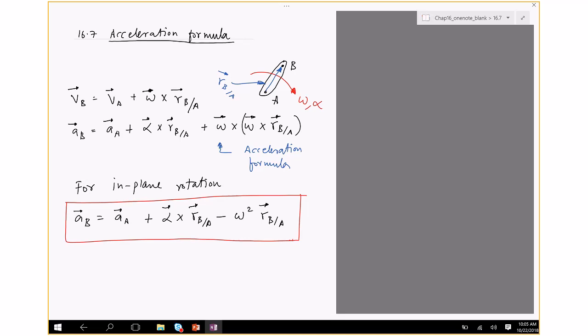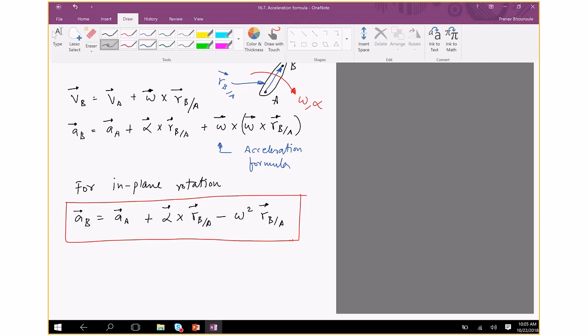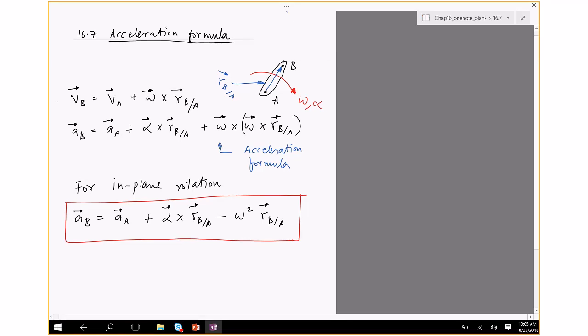Okay, so this is the last section in chapter 16, and this is the acceleration formula. We'll see that most of the problems we solve in this section will require you to use the velocity formula, which we wrote probably 2 classes back. Velocity of point B is velocity of A plus omega cross the vector from A to B. The acceleration formula is the second formula there.